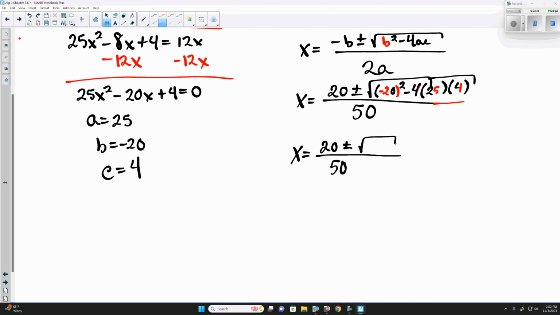So now we need to plug in negative 20 squared minus 4 times 25 times 4. Did you put parentheses around your negative 20?